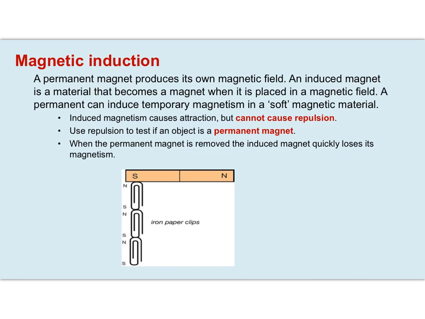So some key points about induced magnetism. Induced magnetism causes attraction, but it cannot cause repulsion. You can use repulsion to test if an object is a permanent magnet, because only permanent magnets will be able to repel one another. When the permanent magnet is removed from an induced magnet, the induced magnet will quickly lose its magnetism and will no longer be magnetic.